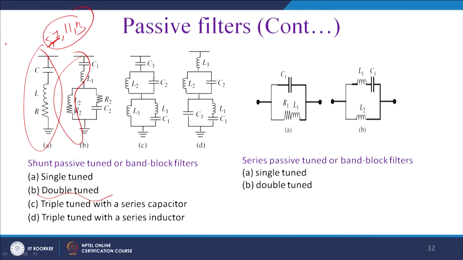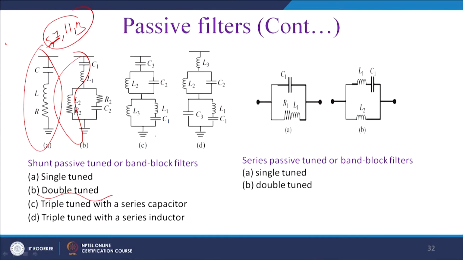So, for 5th, 7th and 11, 13, you can tune some portion of the circuit at 6th, and this portion of the circuit maybe at 12. So, thus you get rid of 5th, 7th and 11, 13 and push it after 19. Similarly, you can have a triplet tune. So, complexity and the component count will increase.